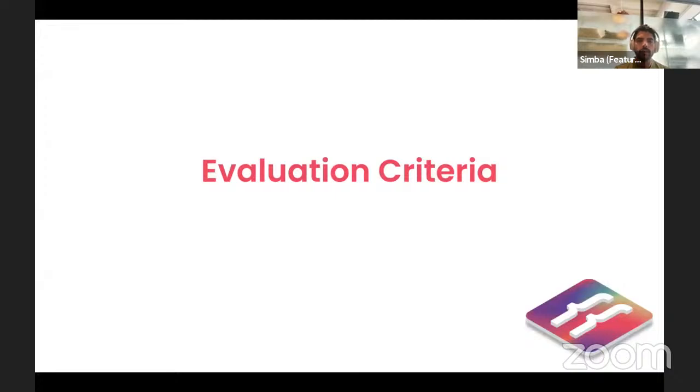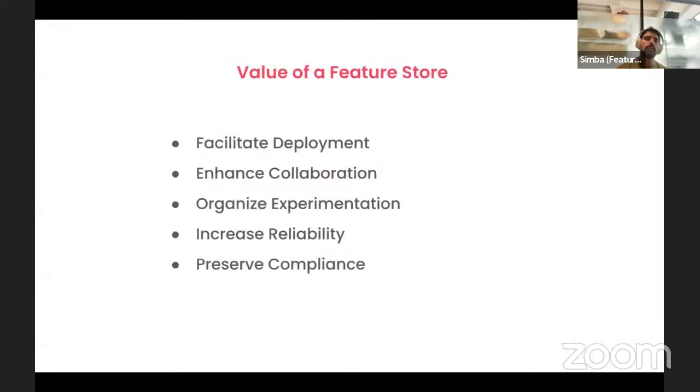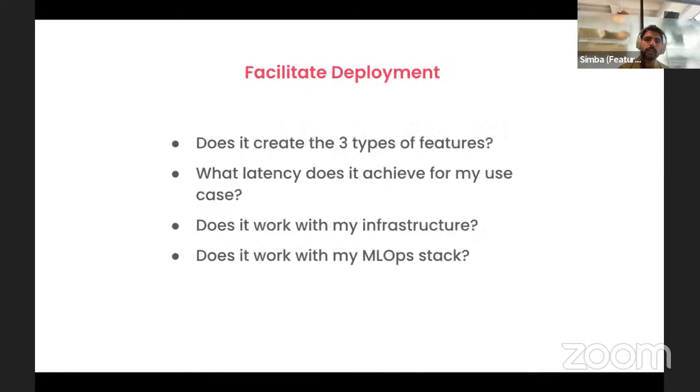So as you're evaluating, I think there's a few pieces that are really important. I think there's really two concepts around evaluating a feature store. One is to take these value props and figure out which ones are most important to you. I would rank them. Most of the time, facilitating deployment tends to be top. Enhancing collaboration is almost always second. And then think about what it takes for you.